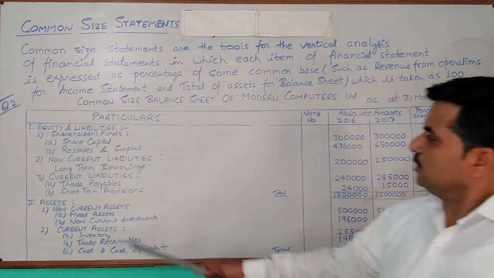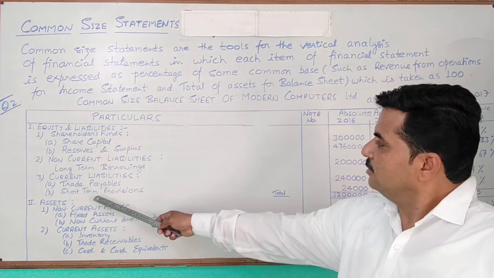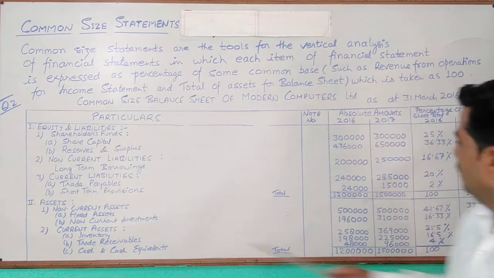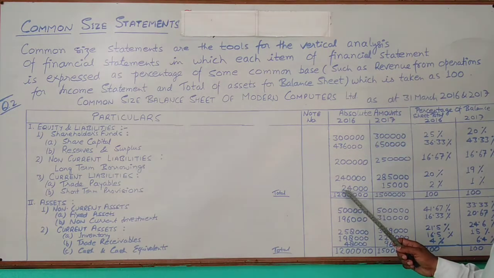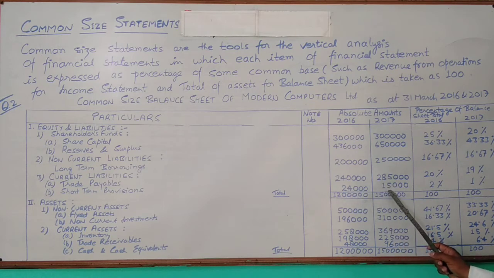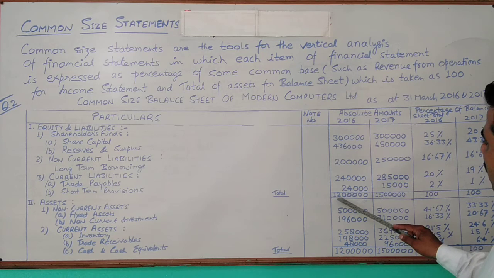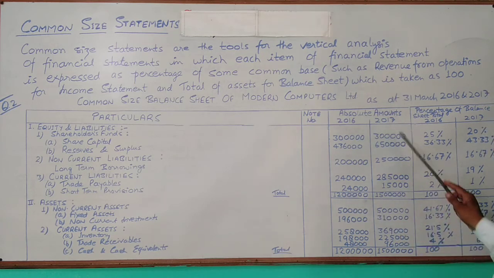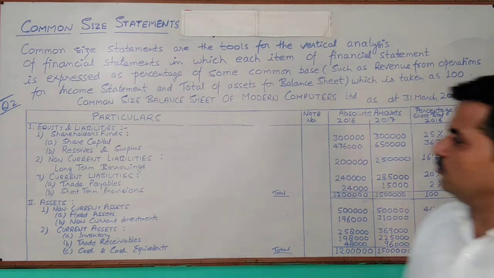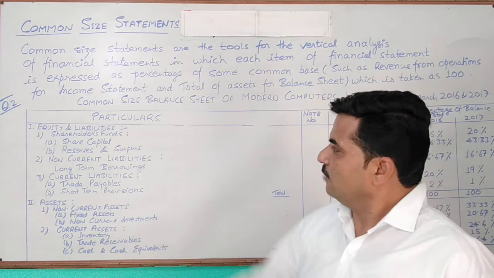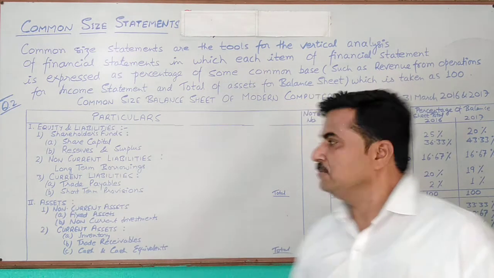Students, we have short-term provisions for this firm in the year 2016 rupees 24,000 and rupees 15,000 for the year 2017. And we have the total of liabilities in 2016, that is rupees 12 lakh, whereas the total of the balance sheet for the year 2017 is 15 lakh. And now we come towards asset side, and we are using the vertical format of balance sheet.